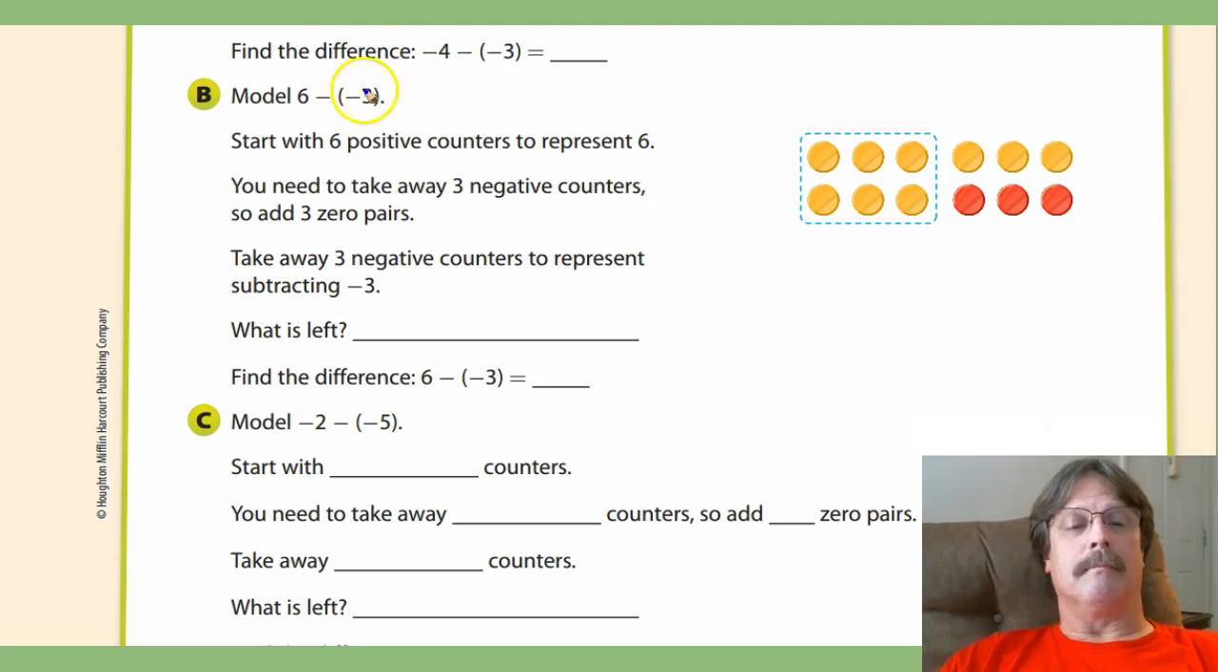The next one that we're going to model is 6 minus -3, and as you can see, they set that up right here. Going like what we did up here, where you bring in 4 negatives, we're going to bring in 6 positives. So we bring in the 6 positives right here. But the question is, can you subtract 3 negatives from 6 positives?